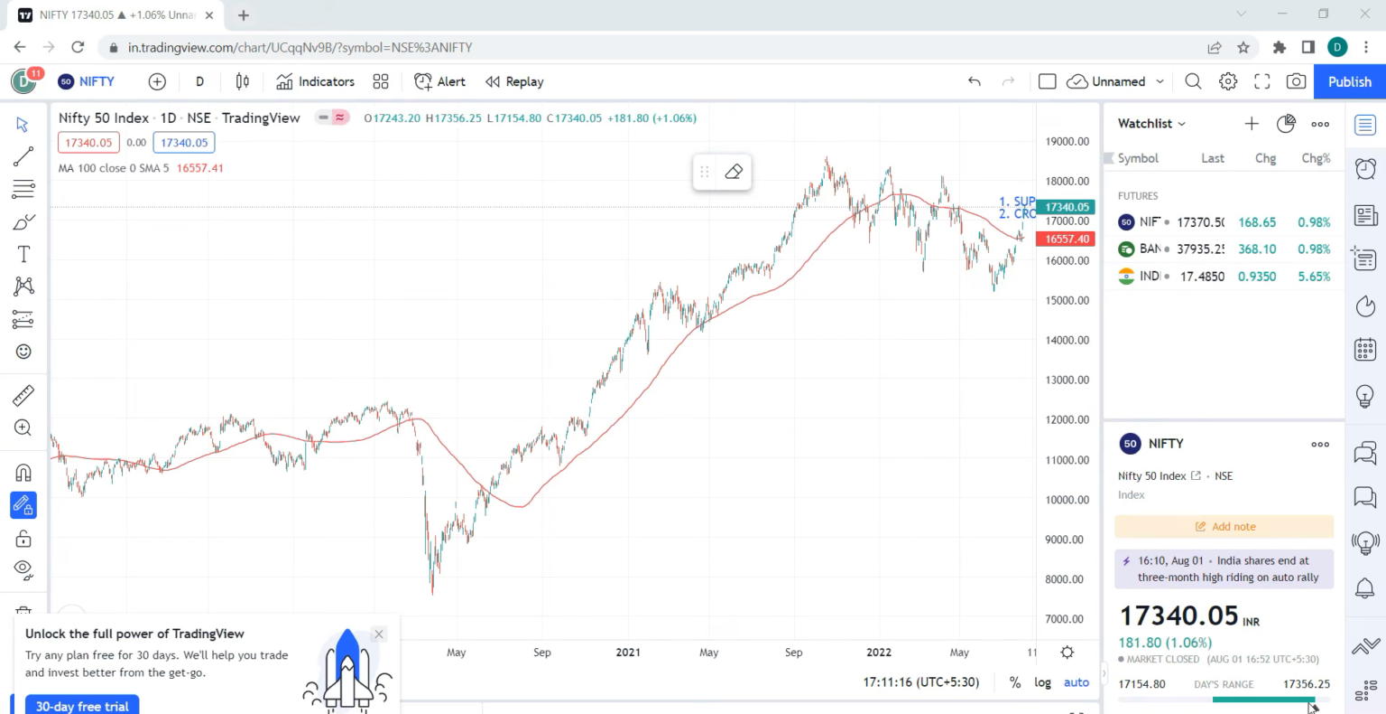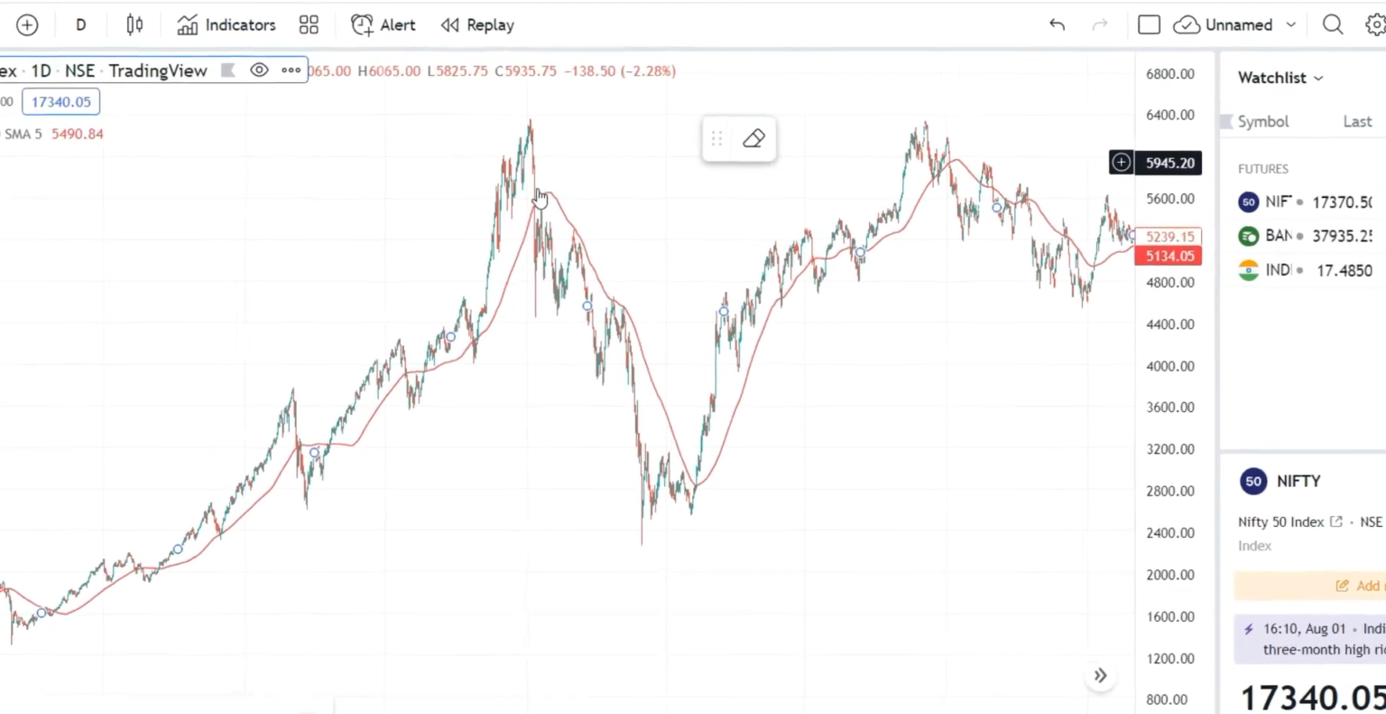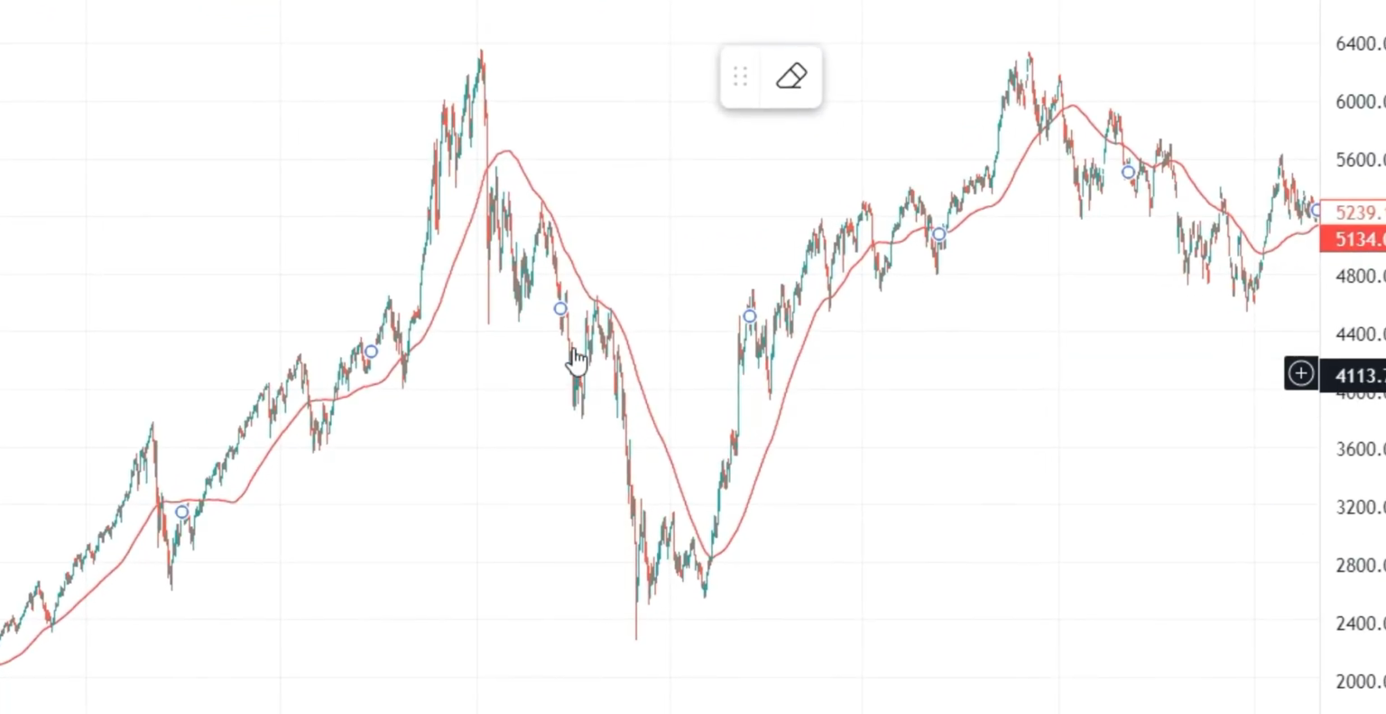Let me show you one example in the downtrend as well. See, when it is moving down, whenever it is coming closer to the moving average line, you can see this is acting as a resistance and it is not allowing it to move further up. So this is how it provides a support and a resistance.